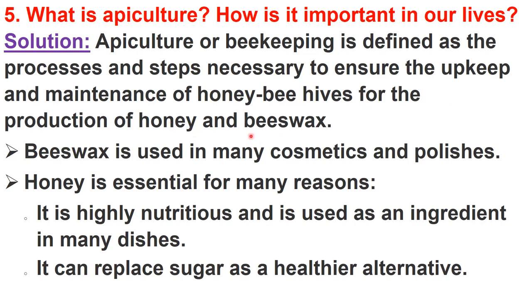So these two substances are obtained from apiculture, honey and beeswax, and both are important in our lives. How is beeswax important in our life? Beeswax is used in many cosmetics and polishes. And honey, how is it important? Honey is essential for many reasons. First, it is highly nutritious and is used as an ingredient in many dishes, right? It can replace sugar as a healthier alternative.